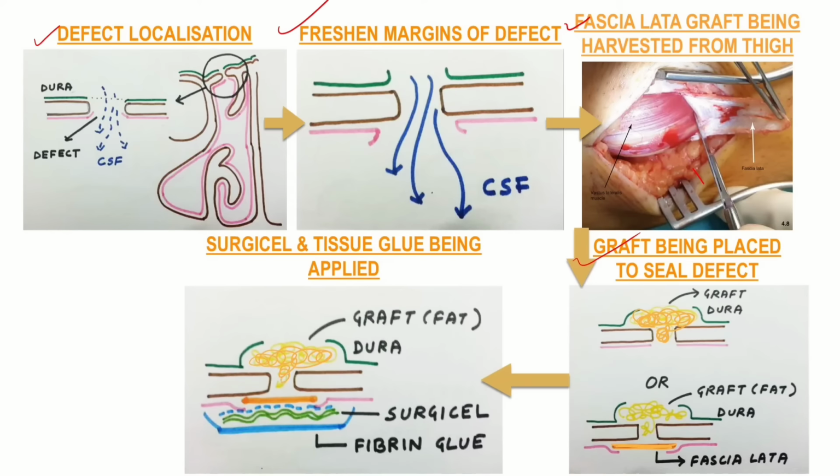So this is the graft of the fat. Then this is the fascia lata, then this is a layer of fibrin glue. I have already said that. After giving the fibrin glue layer, then the Surgicel in gel form is placed, then the fibrin glue is reapplied. So this is what is being shown over there.